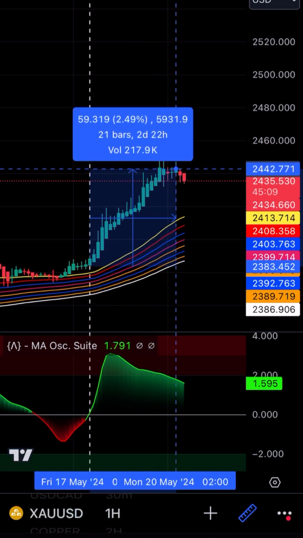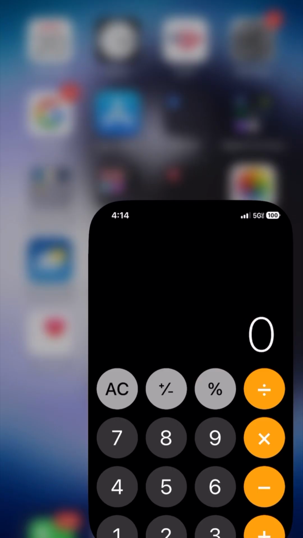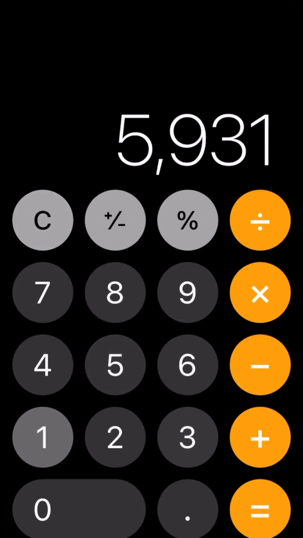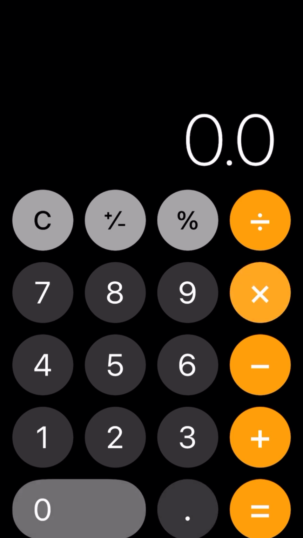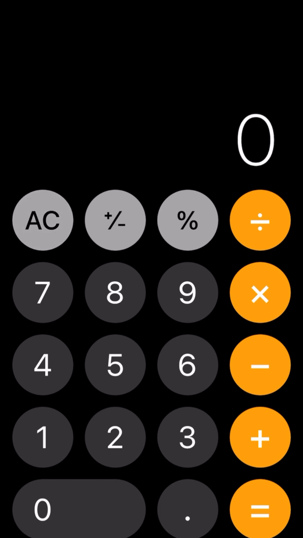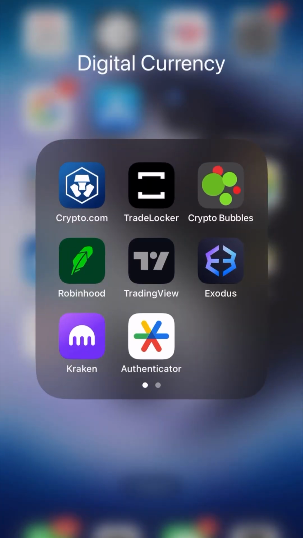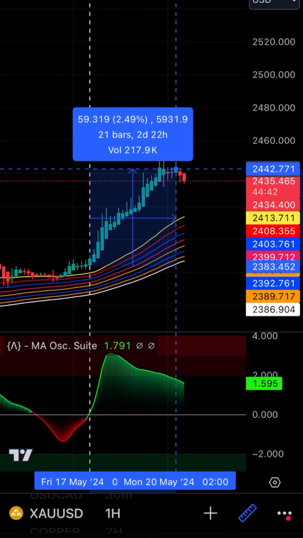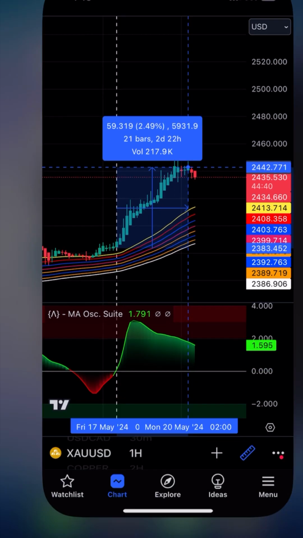But if you wrote it from here to here, we're looking at about a 59319 pip move. So if we did this at a cent, this would have been $593. So that is turning 1 cent into $593 with this strategy. So that is a pretty good move.